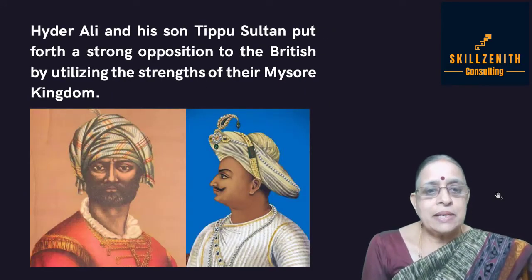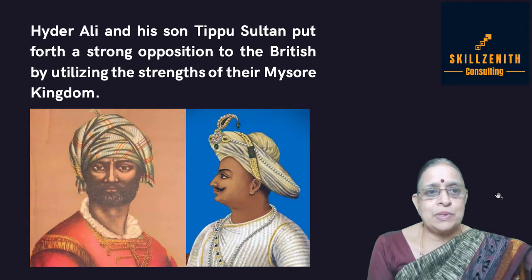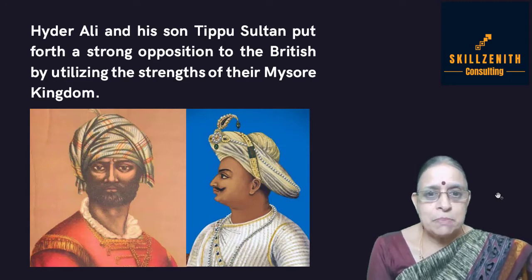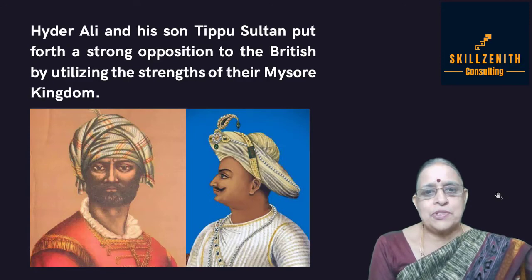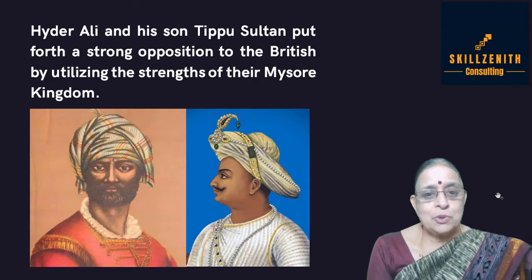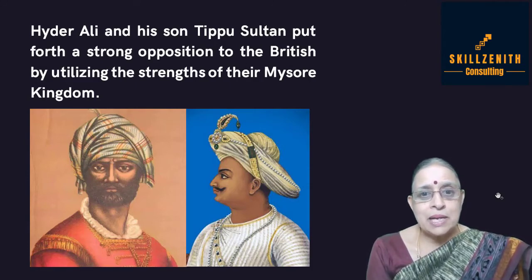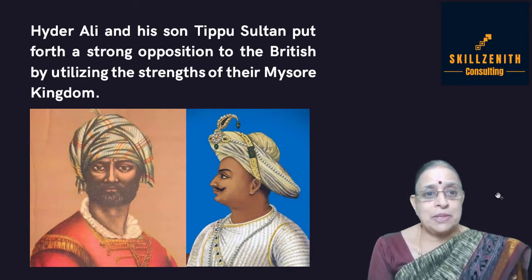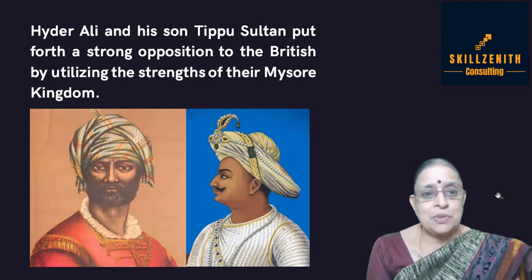See, you can look at the picture of Hyder Ali and Tippu Sultan. Hyder Ali and his son Tippu Sultan put forth a strong opposition to the British by utilizing the strengths of their Mysore kingdom. They were the first persons to come forward to oppose the British rule by using the strengths of their Mysore kingdom. The Mysore kingdom was, to some extent, strong. This situation was utilized by Hyder Ali and Tippu Sultan, and they began to oppose the British rule.